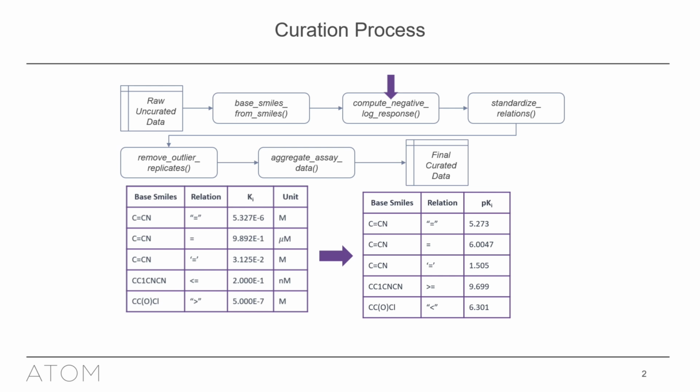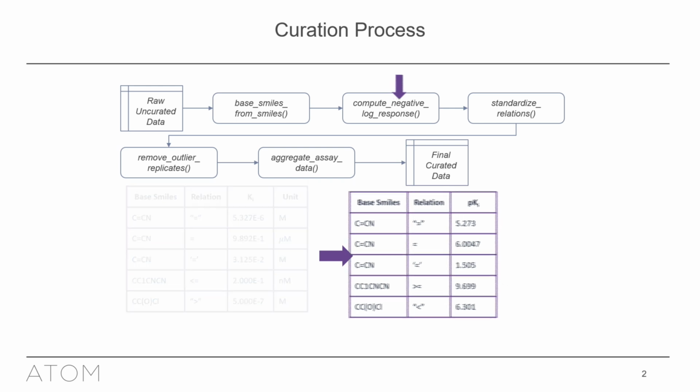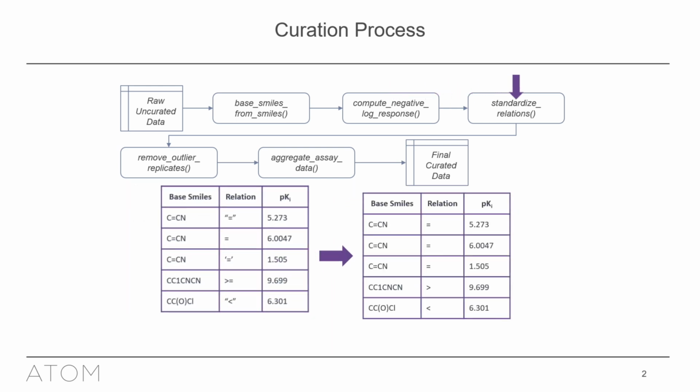Next, we will utilize the function standardize_relations. You may have noticed that some of the relations in this table have quotation marks around them for no reason. And in the case of our last two examples with the comparison operators, we note that a greater than sign means the same thing as a greater than or equal to sign. So we can standardize all of these signs into one form.